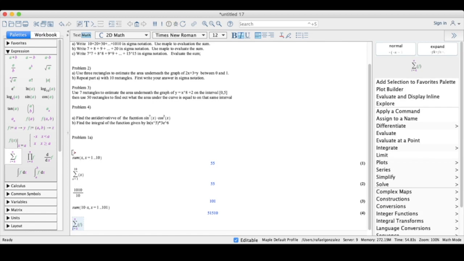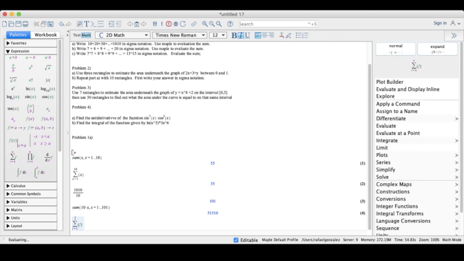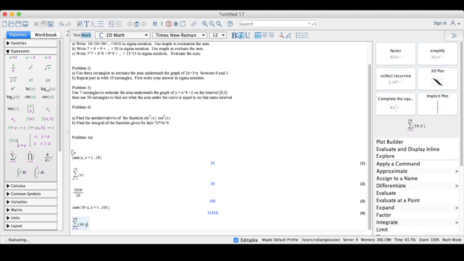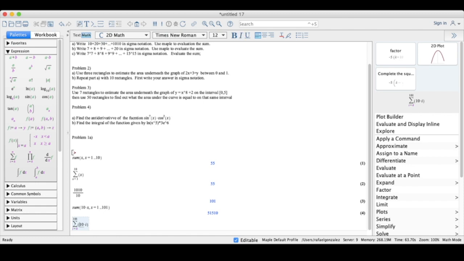So I could have done it again using the symbol. I'm ending at 101. I'm going to call this 10i. And then we are beginning at 1.